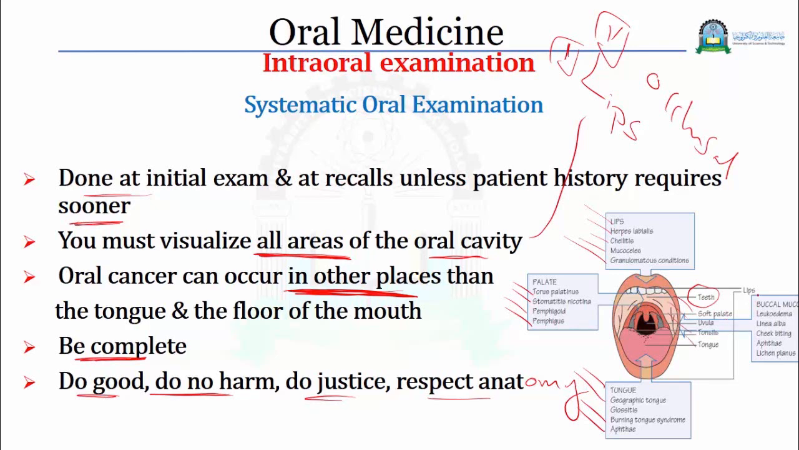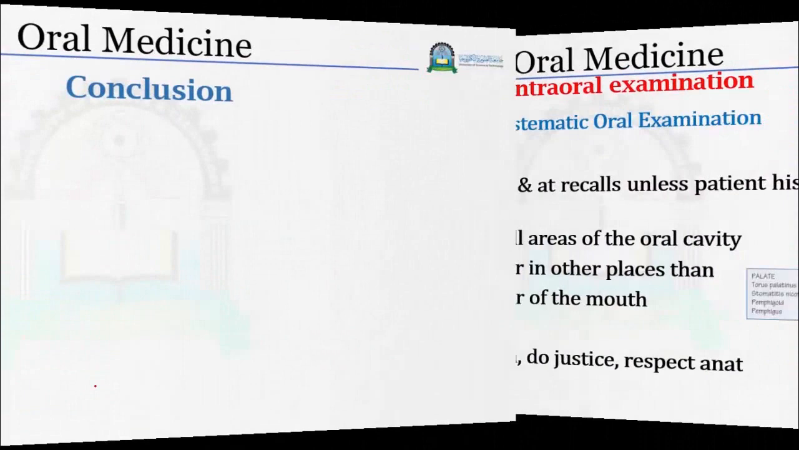The buccal mucosa should be assessed and evaluated for any leukoedema, white lesion, or linea alba, cheek biting, aphthous ulcer, and lichen planus, or any other pigmented, red, or white lesion.